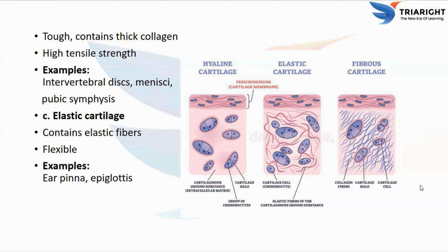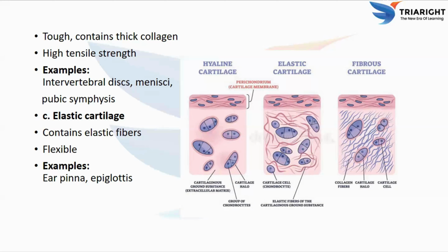So why is this strong? Because of these collagen fibers, it has high tensile strength. It resists compression and also pulling forces. This makes the fibrocartilage the strongest type.